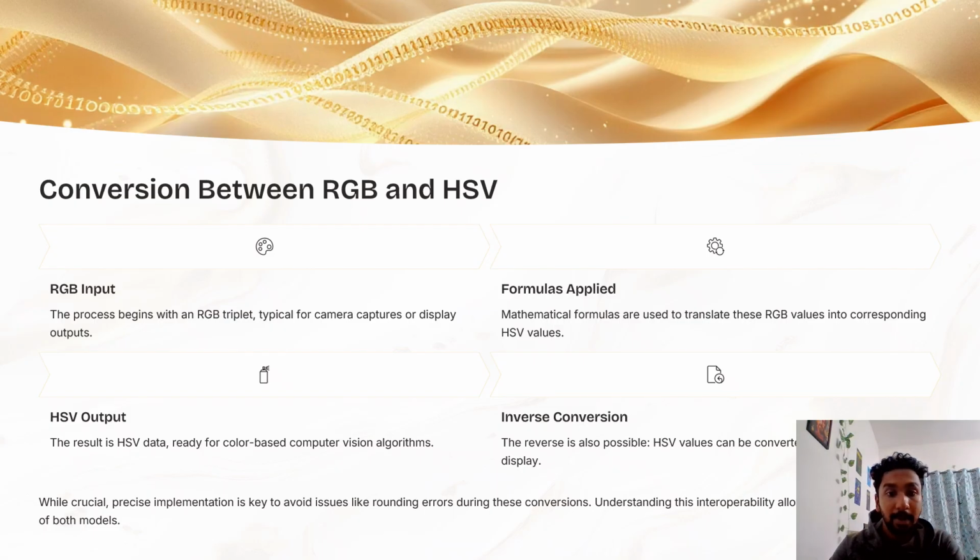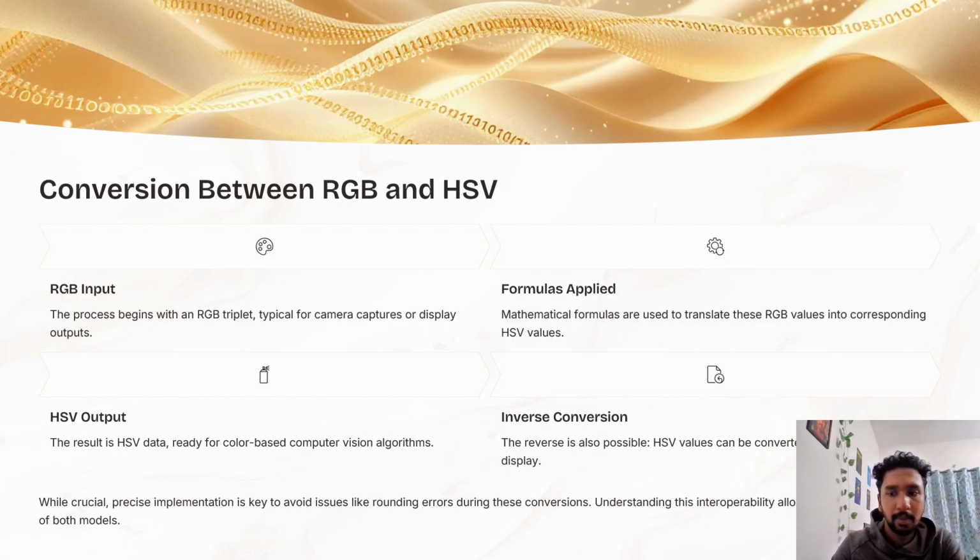Conversion between RGB and HSV. Cameras capture RGB values, but computer vision systems often convert them into HSV for easier processing. The conversion uses mathematical formulas that map the RGB cube into the HSV cylinder. After processing, we can convert back to RGB for display. Accuracy during conversion is important to avoid distortions.